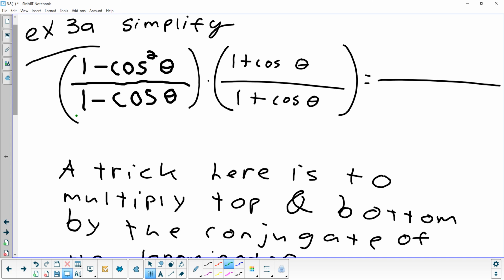So I see something that's going to happen here. You wouldn't see it right away because it's your first time seeing a problem like this. But hopefully when you see another one like this next time, you remember this one and you're like, oh yeah, wait a minute. You said not to do that out because something's going to happen. So just watch what happens. Let's leave the top exactly the way it is: 1 minus cosine squared times 1 plus cosine.